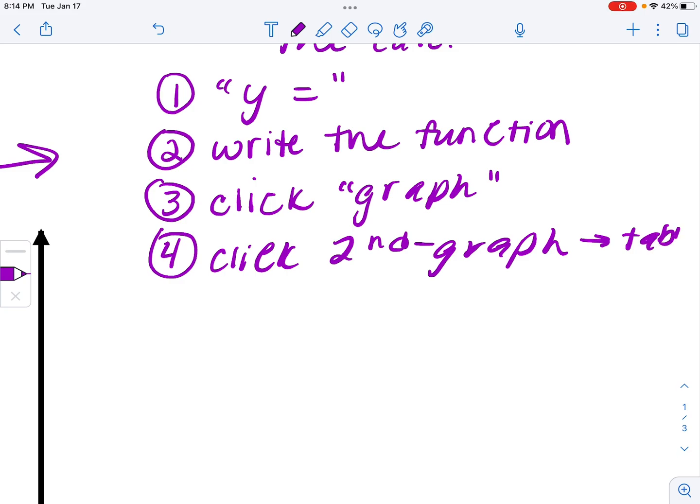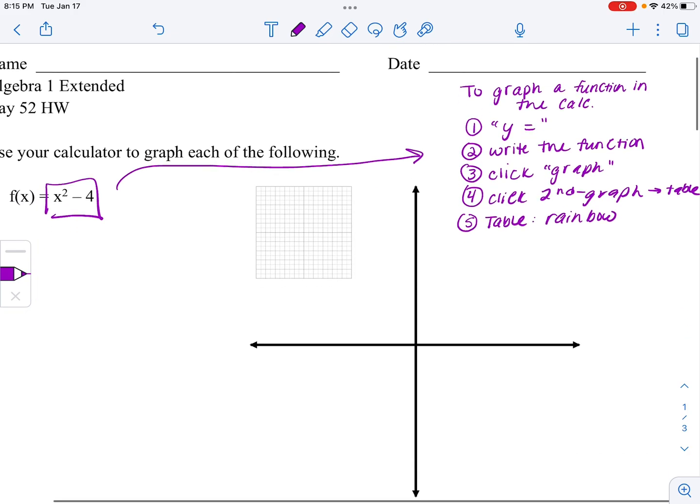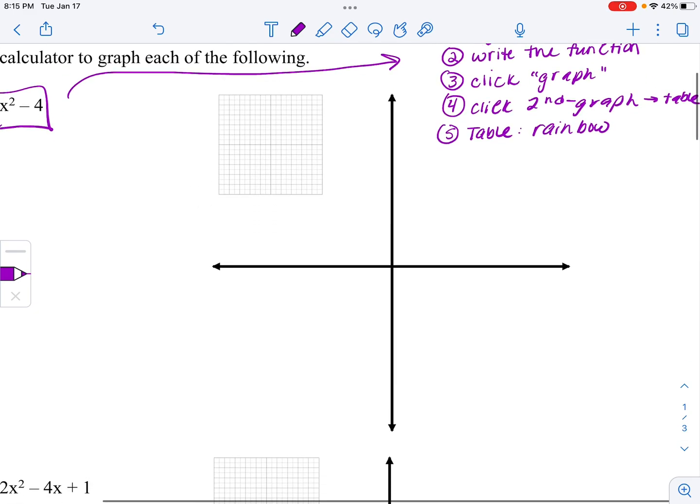Once you're inside of the table, you're going to look for the rainbow, I call it. Now, if finding the rainbow is difficult for you, you don't even really need to find it. All you need to do is just start plotting points or writing down points that you know will fit on your graph. I know that in this picture, my whole grid got shrunk, but I'm pretty sure it was only going up, left, right, and down by 10.